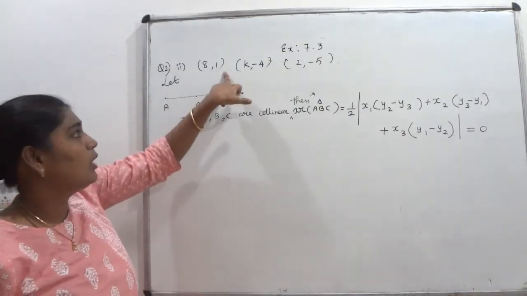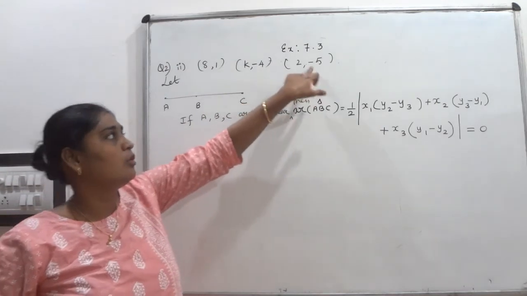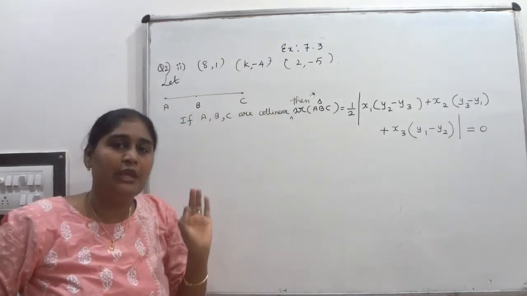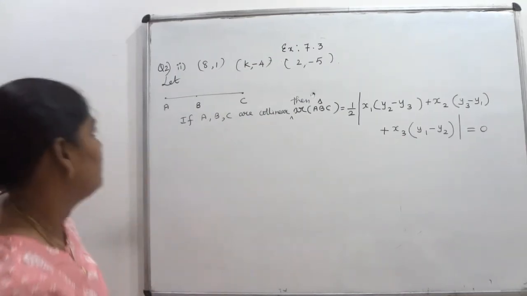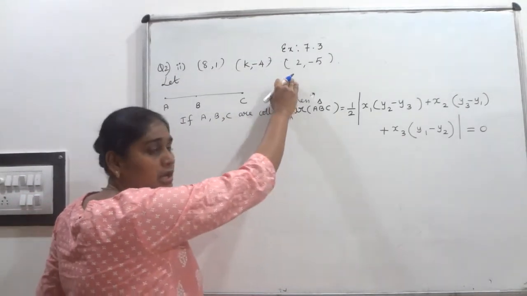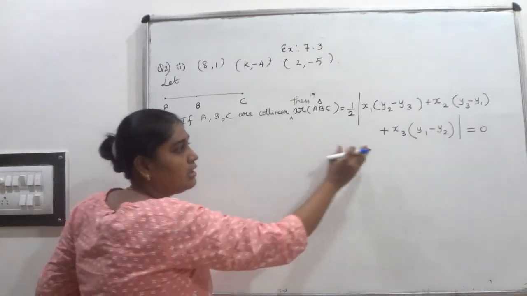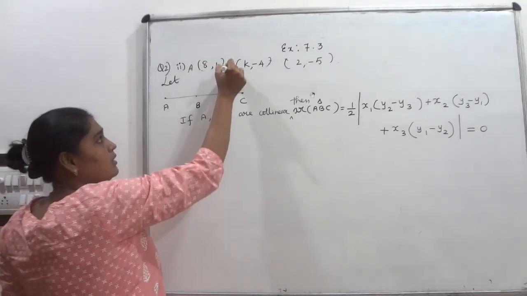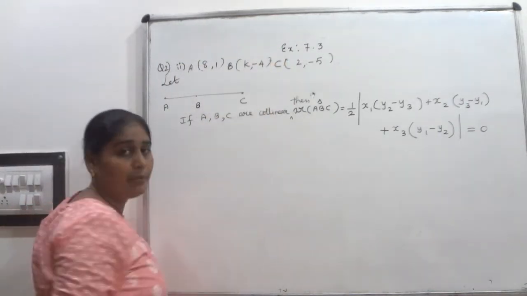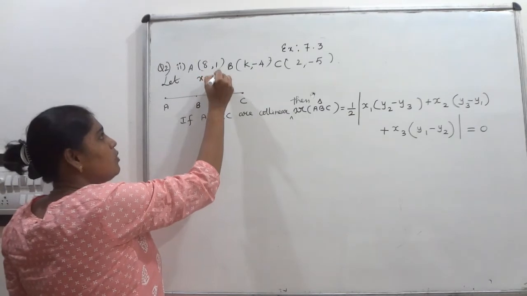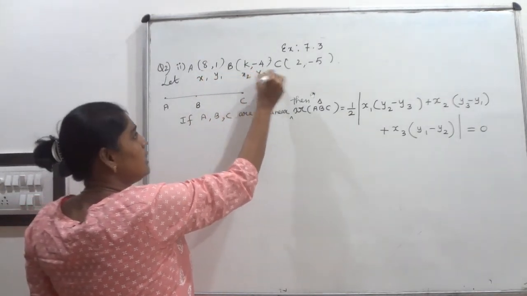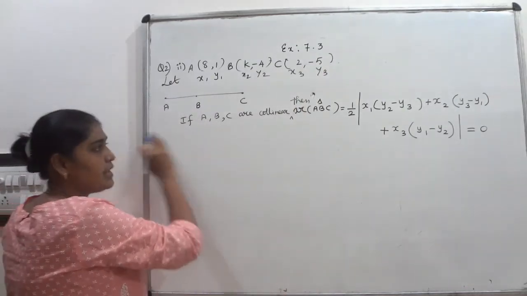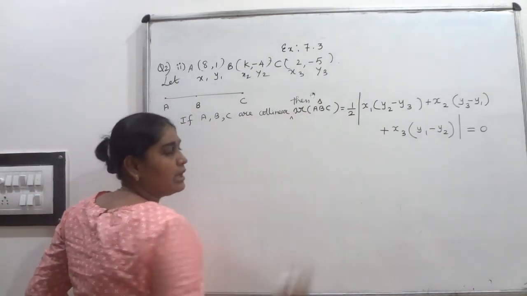Question number 2 second part. (8, 1), (k, minus 4), (2, minus 5) are given to you. By using these points, I am going to find out the k value. These 3 points are collinear, therefore the area of the triangle will be equal to 0. So, let the first point be A, second B and third C. Then mark x1, y1, x2, y2, x3, y3.